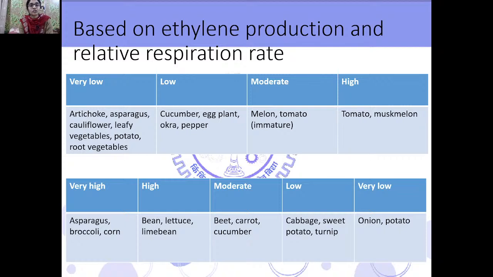Then similarly, on the basis of ethylene production rate and relative respiration rate: on the basis of ethylene production, very low, moderate, and high. So how the high ethylene producers should be separated from the very low producers, otherwise it is going to affect the quality. How the storage should be done, which two fruits or which two vegetables are compatible for storage, this also we are going to cover in the syllabus. These questions are also asked.